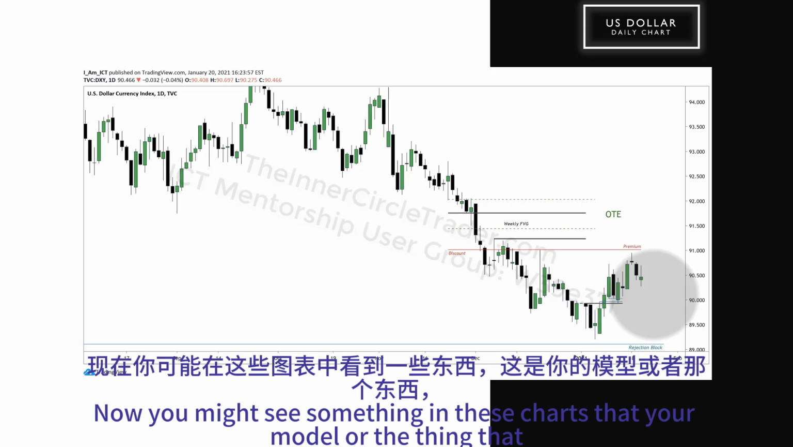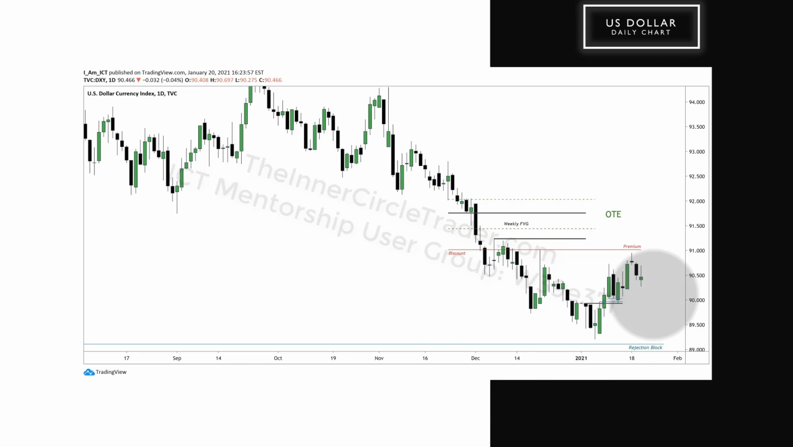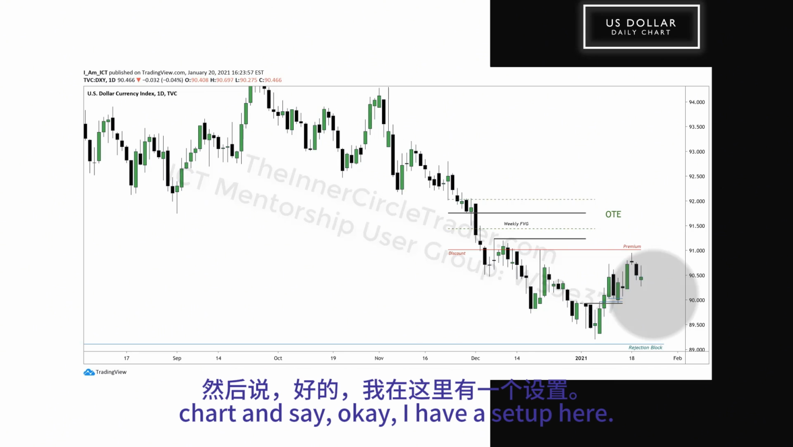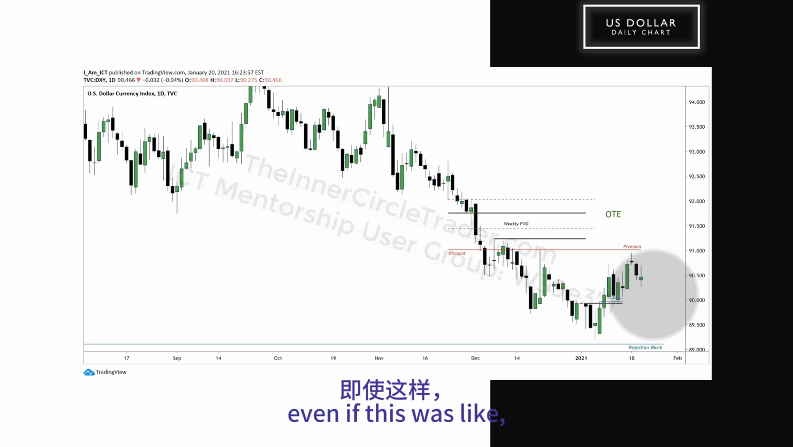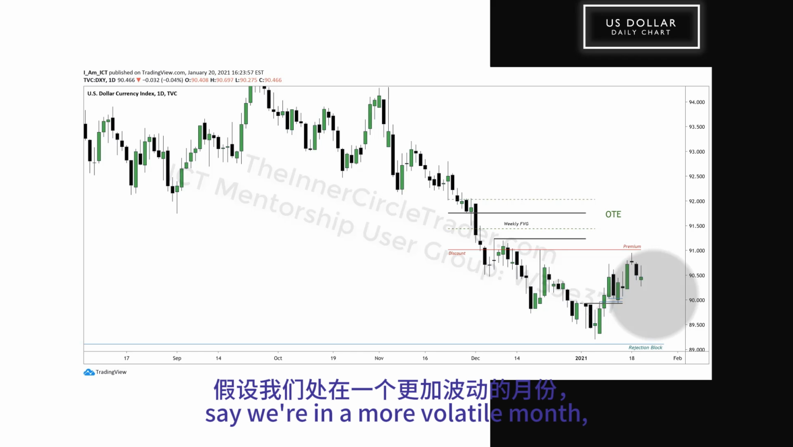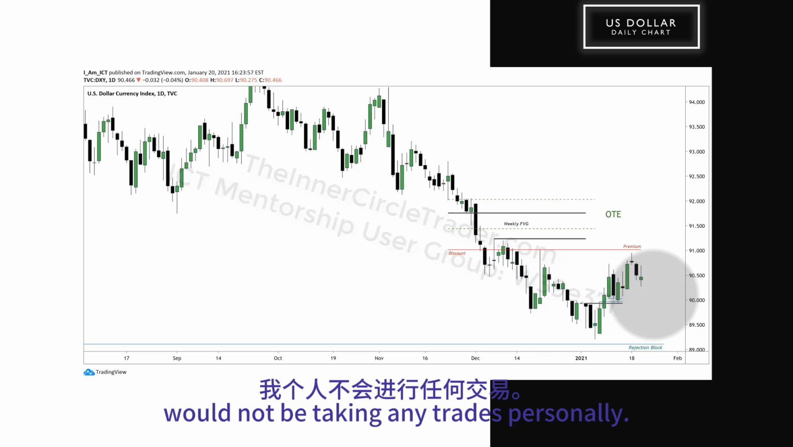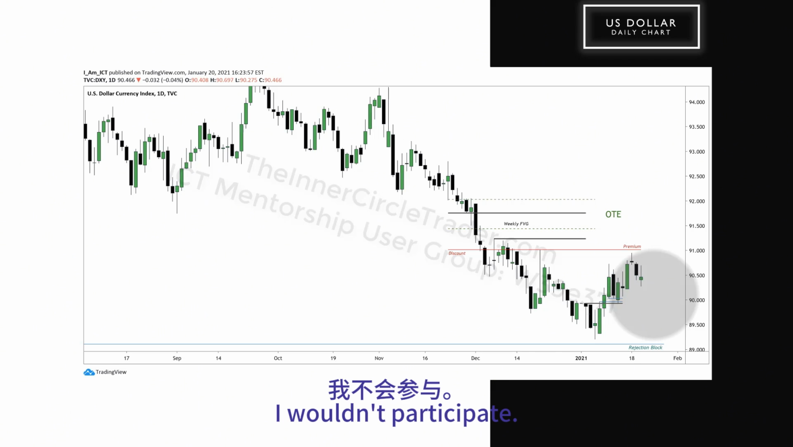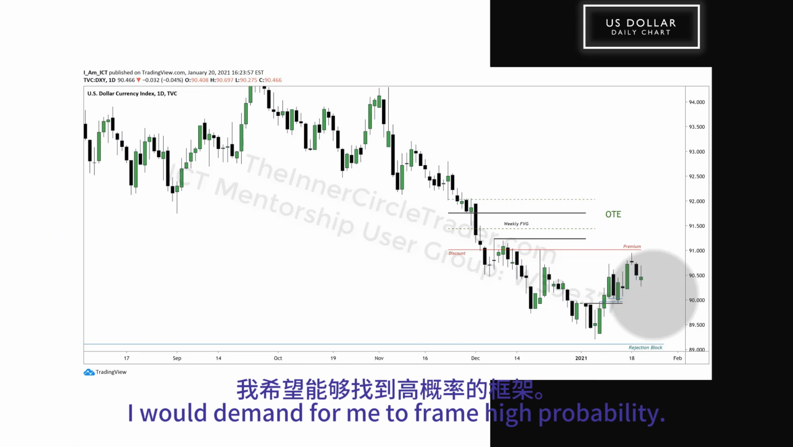Now you might see something in these charts that your model or the thing that you've gravitated towards on a short-term lower time frame chart and say, okay, I have a setup here. So this is one of those moments where you should try not to take what I'm saying personally. Even if we were in a more volatile month, not January, I would not be taking any trades personally. I wouldn't participate. I wouldn't be looking at anything because it doesn't give me a one-sidedness that I would demand for me to frame high probability.